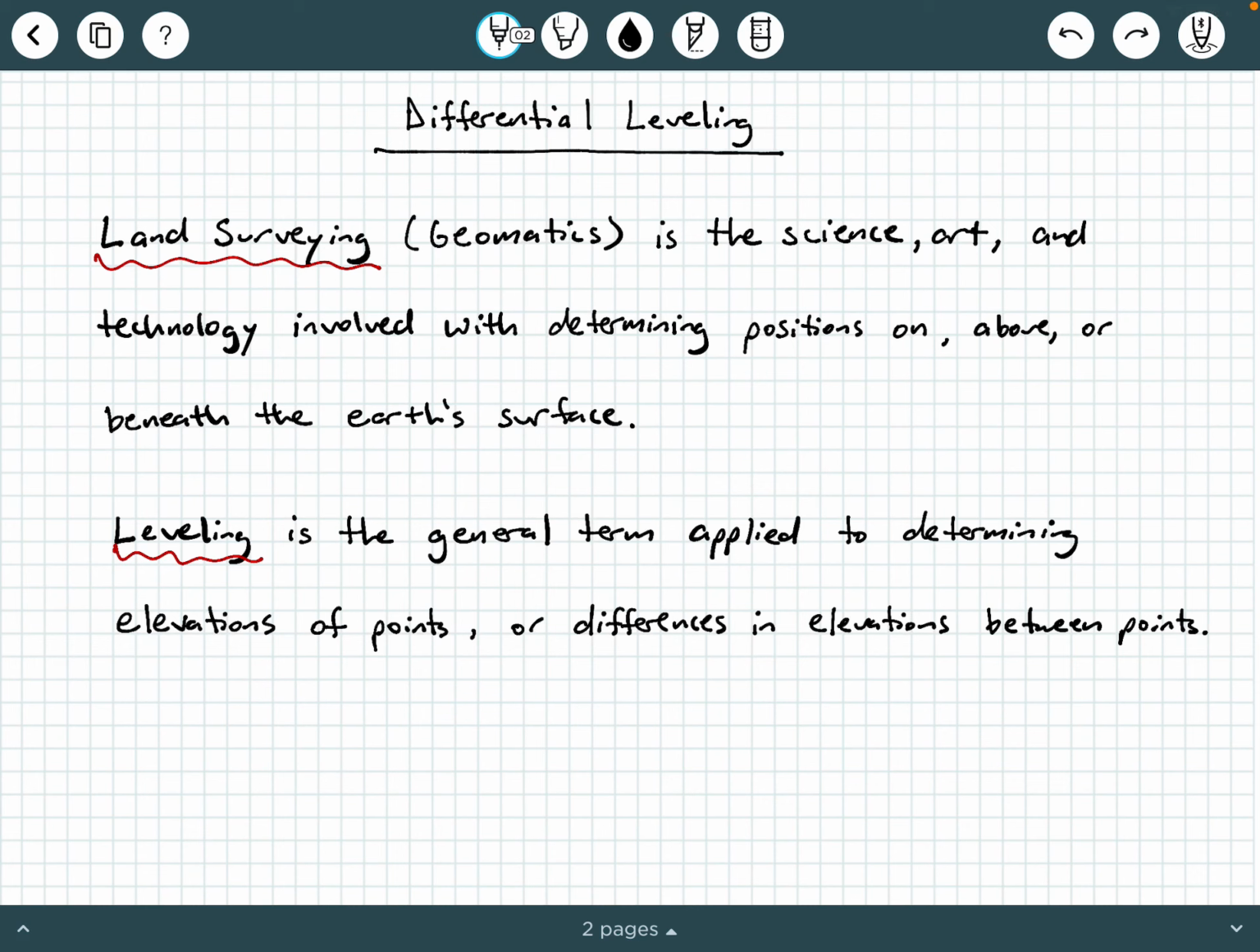Hey everybody, Dr. A here, and in this video we're going to be providing some background information on differential leveling.